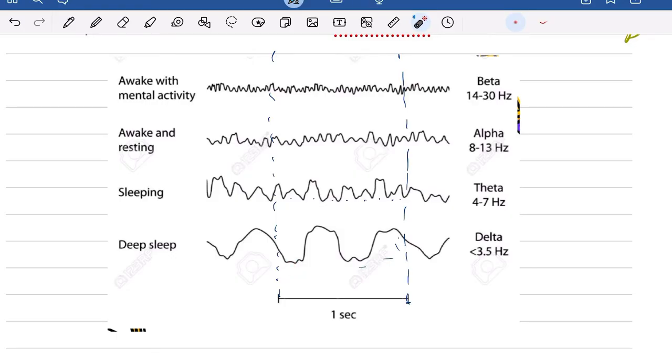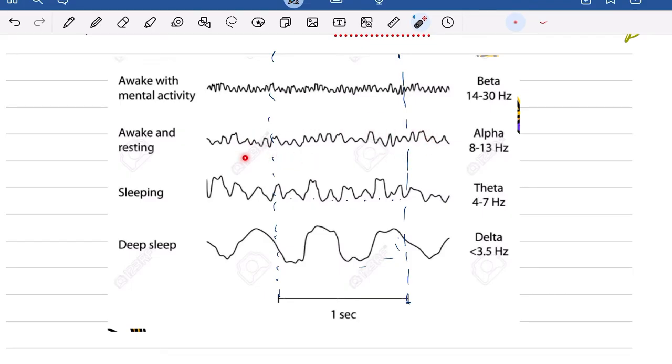Now in sleeping we see theta waves. That stands for 4 to 8 Hz. So 1, 2, 3, 4, 5, 6, 7. Now in case of awake and resting, we have alpha waves. That is for 8 to 13 Hz. So we have 1, 2, 3, 4, 5, 6, 7, 8, 9, 10, 11, 12, 13, 14.